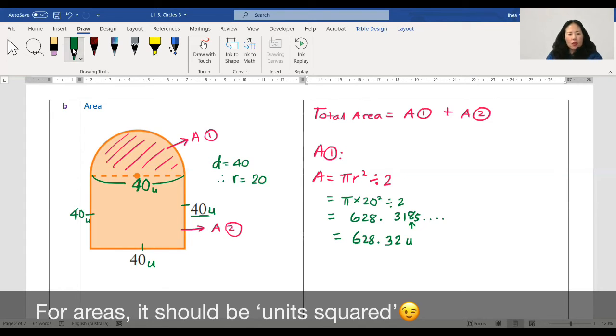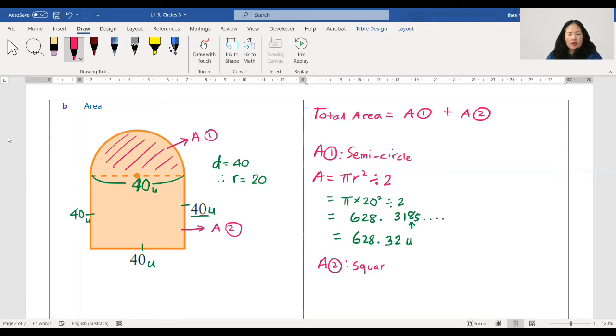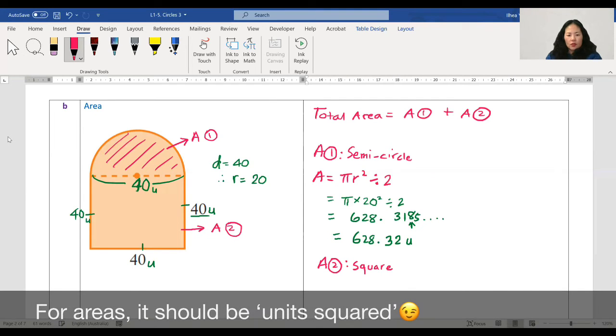Okay, next one is area 2 I'm looking at. So I'm going to put area 2 here. Area 2 is a square. Area 1 was, I'm just going to write it here, semicircle. A square has all four sides equal, which here is 40. So area will be base times height, but we don't have to worry too much because all of them are 40. So it'll be 40 times 40, and my answer is 1600 units.